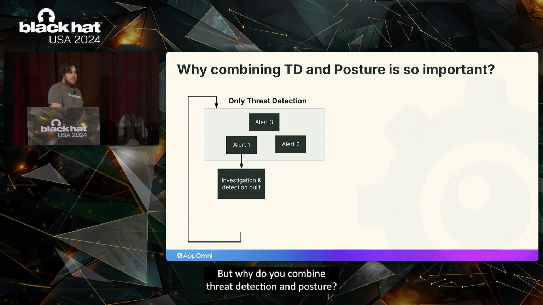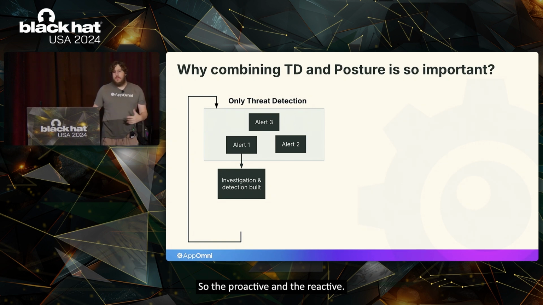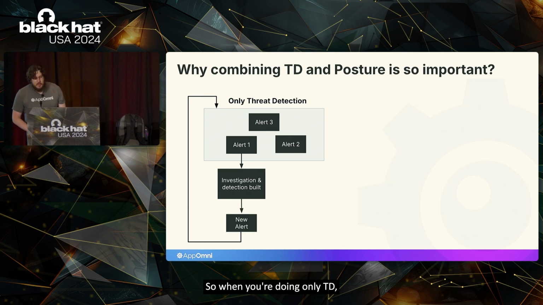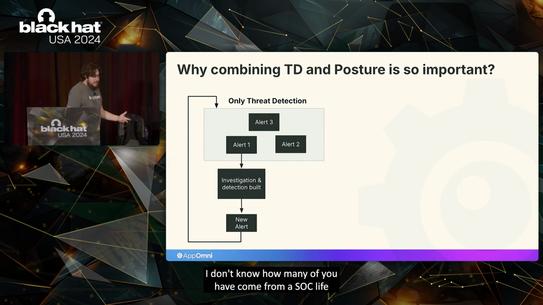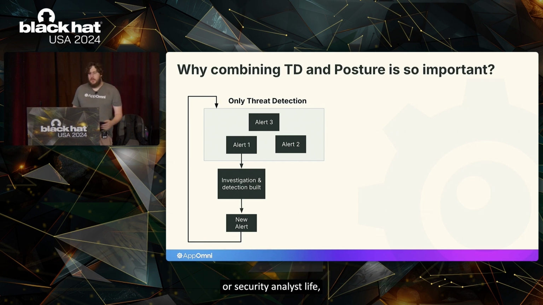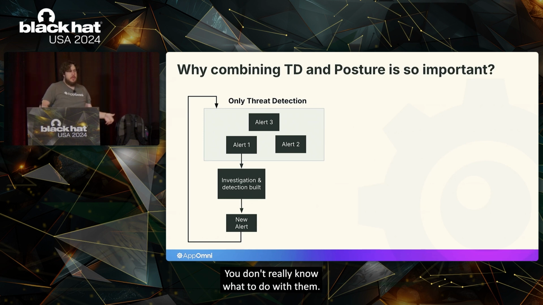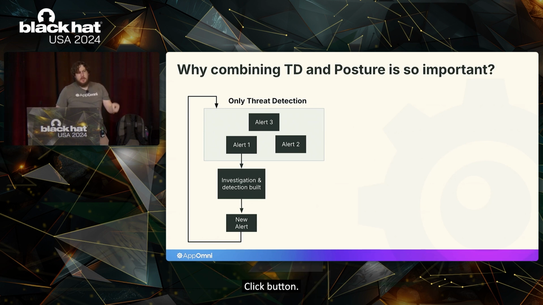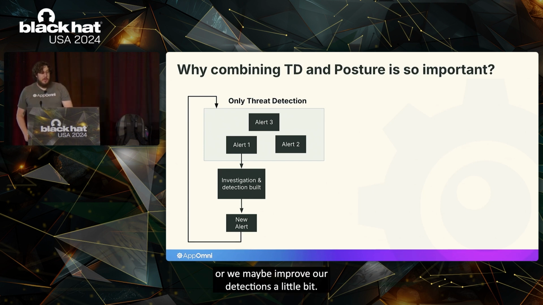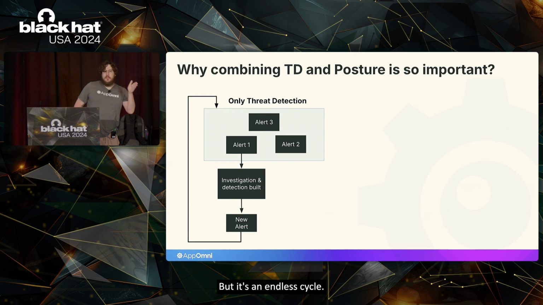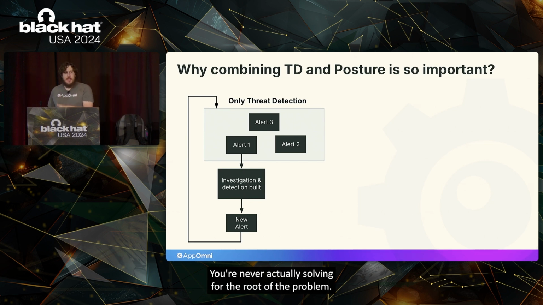But why do you combine threat detection and posture, so the proactive and the reactive? When you're doing only TD, it's really whack-a-mole, right? I don't know how many of you have come from a SOC life or a security analyst life, but typically speaking, you have a billion alerts. You don't really know what to do with them. You take a couple minutes to investigate them, click button, okay, it's an incident, okay, it's not, great. We do a detection, or we maybe improve our detections a little bit, okay, we generate a new alert. But it's an endless cycle. That's a hamster wheel. You're never actually solving for the root of the problem.